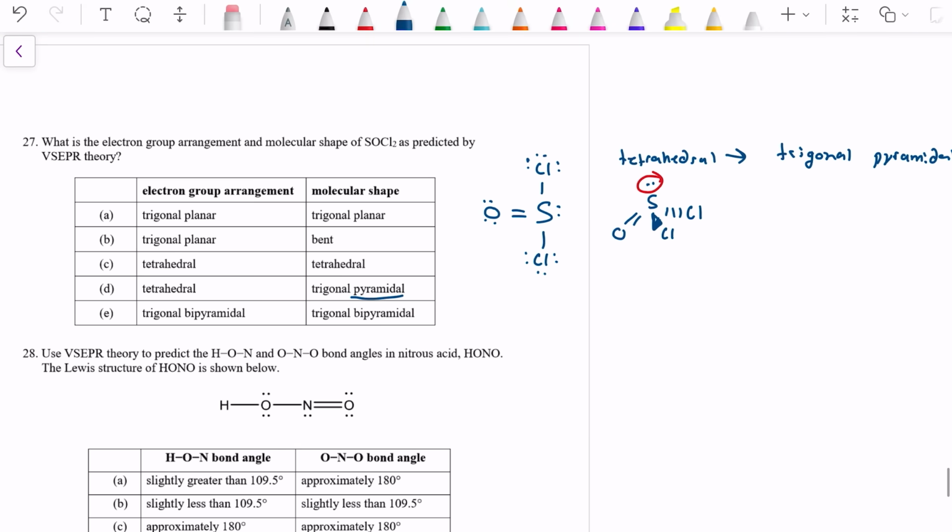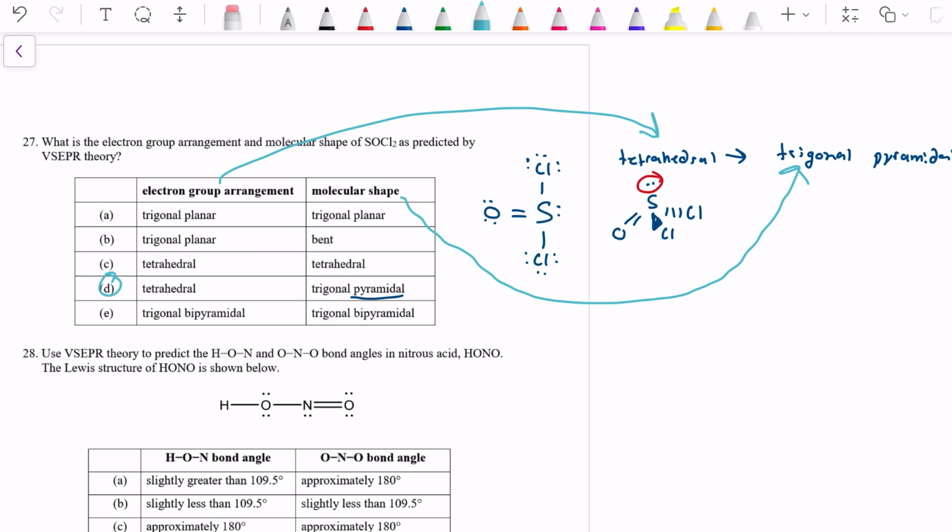So here are the names. The first thing I was talking about, it being tetrahedral, that is the electron group arrangement. I guess I didn't really give it names. So this is the electron group arrangement because it has 4 bonding regions, but only 3 of those 4 are atoms. Therefore the molecular shape is going to be trigonal pyramidal.